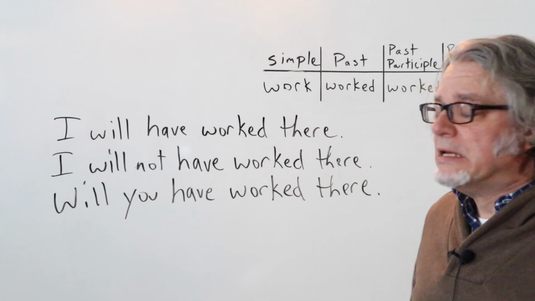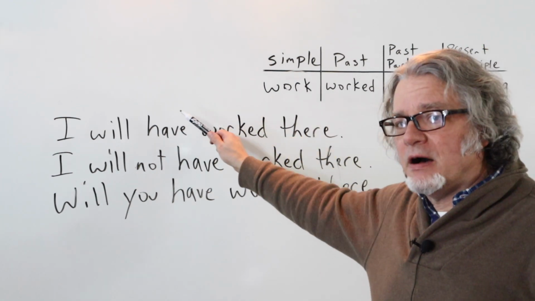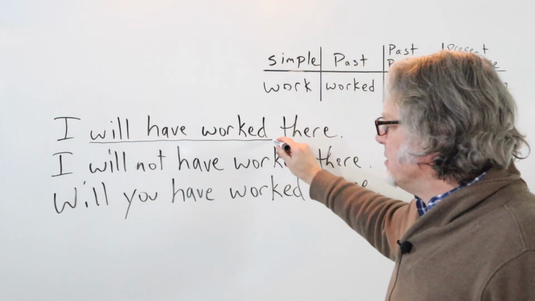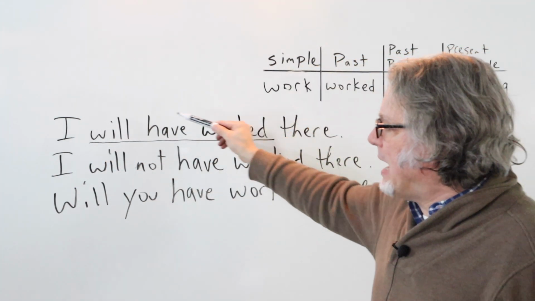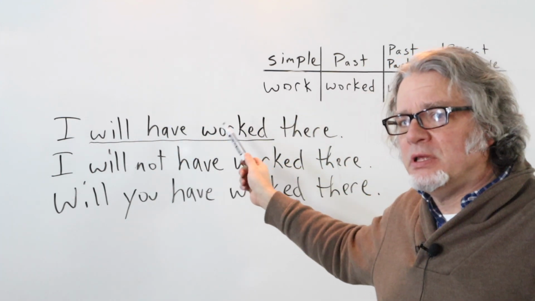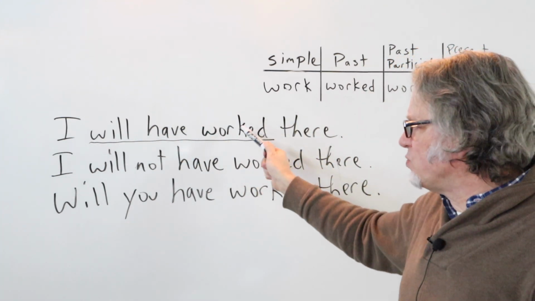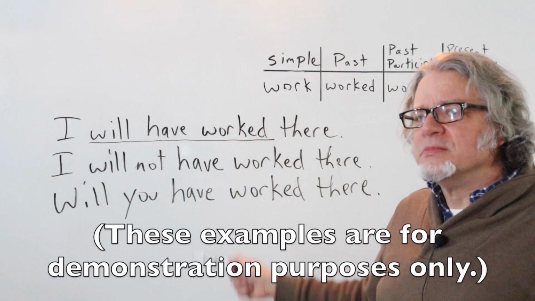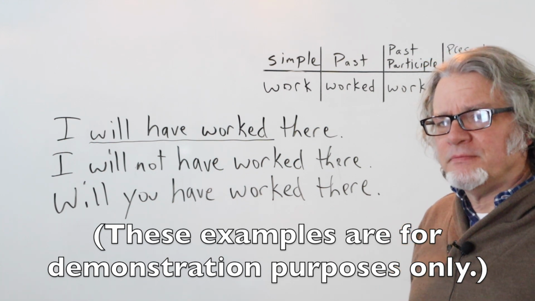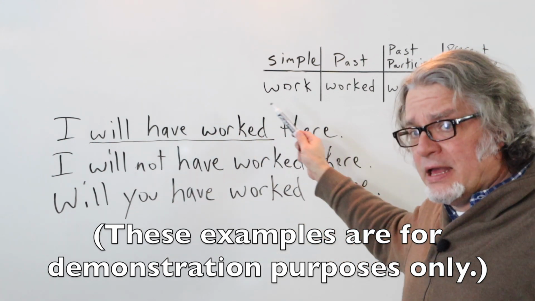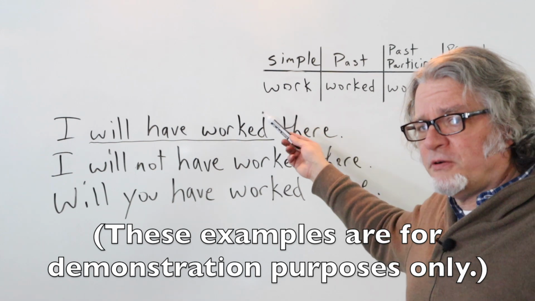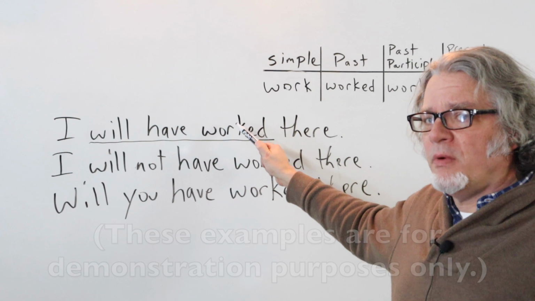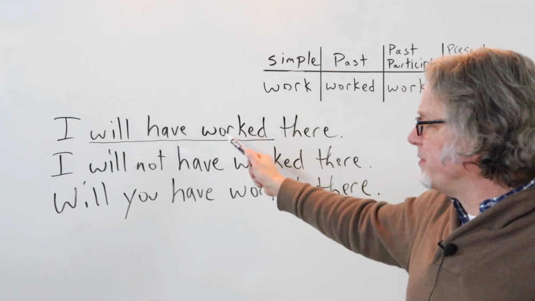Here's the verb work in the form of a sentence. I will have worked there. This is a good example in showing how the verb changes, but in actually using this verb in a real situation, it doesn't sound good. It's not very helpful because you need additional information. But for the purpose of this video, you can see how you can form the future perfect tense with a regular verb like work.